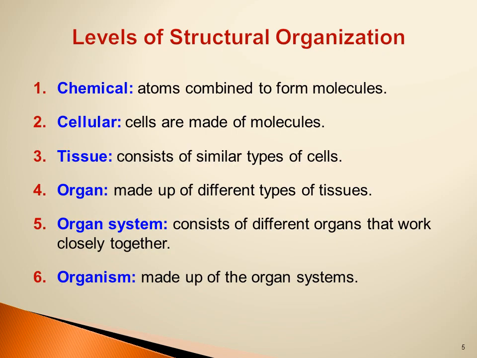Here in this slide we can see the 6 levels: the chemical level, cellular level, tissue level, organ level, and organ system level, and finally the entire organism level that is made up of the 12 different organ systems that make up the human body.